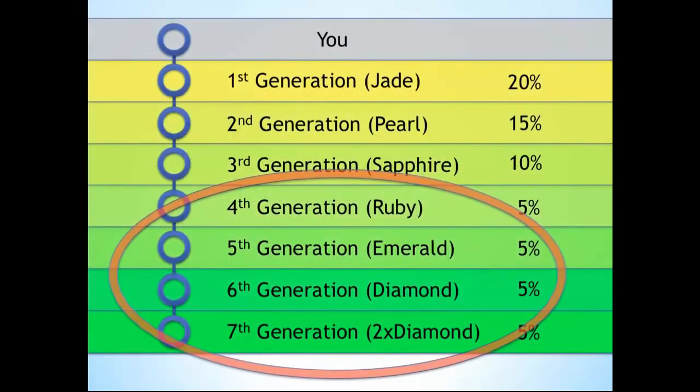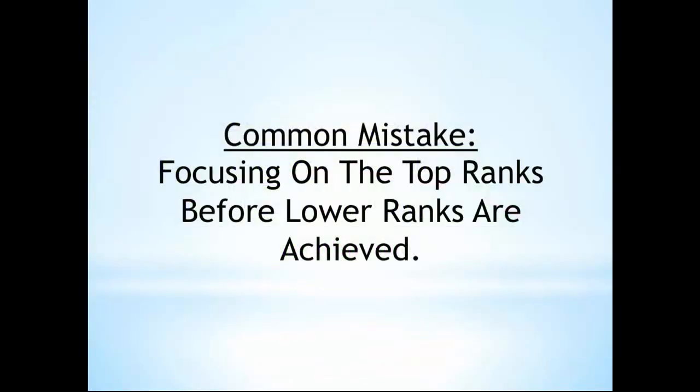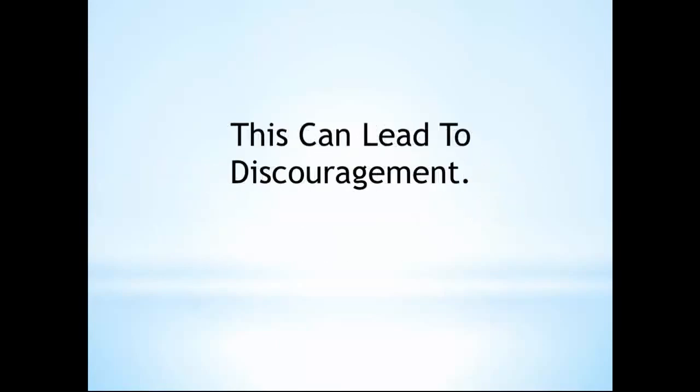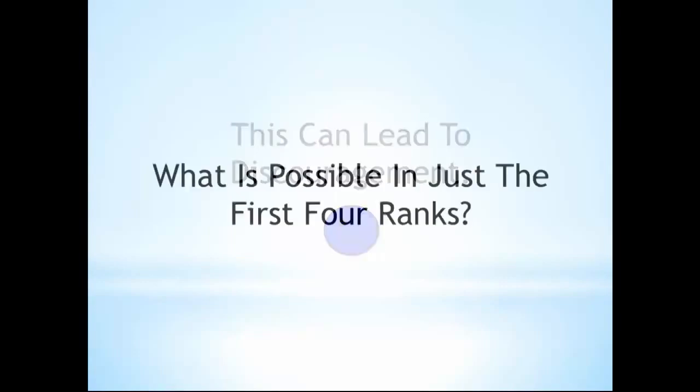Now, the Ruby, Emerald, and the Diamond ranks do have some volume-based requirements, but we'll cross that bridge when we get there. One mistake that many people make when looking at an opportunity is that they focus on the highest ranks first, and as a result can get discouraged when it seems like they're very far away. That having been said, let's go back and look at what can be accomplished within just the first 4 ranks of the Jeunesse Compensation Plan.